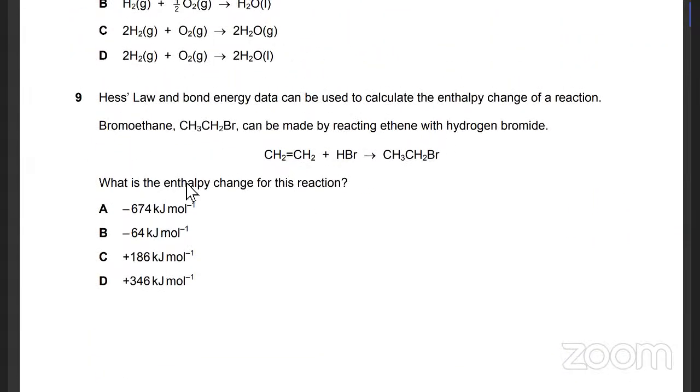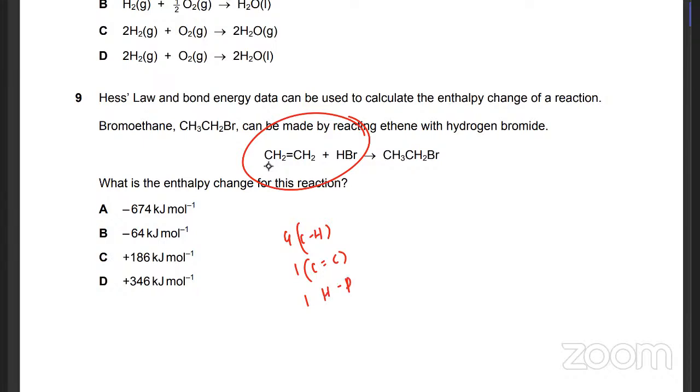We've got an enthalpy change question. What is the enthalpy change of this reaction? And the data can be bond energy data. So how many bonds are you breaking? You're breaking 4 C-H bonds, right? You're breaking a C=C bond as well. You're breaking an H-Br bond. Be careful with the number of bonds that are broken. They're all going to be endothermic. So bonds broken, and make sure you count them correctly.